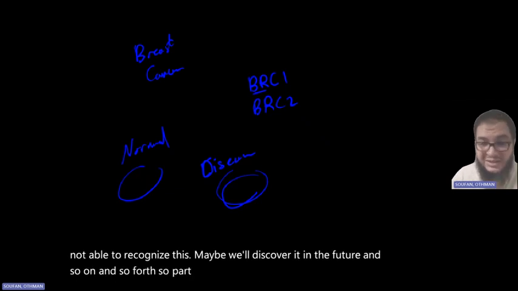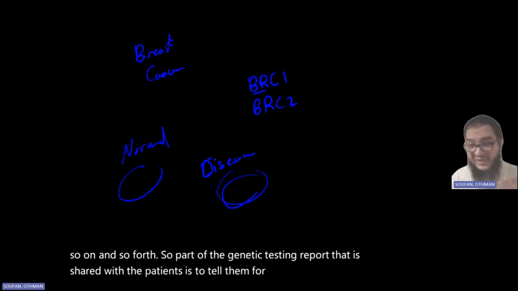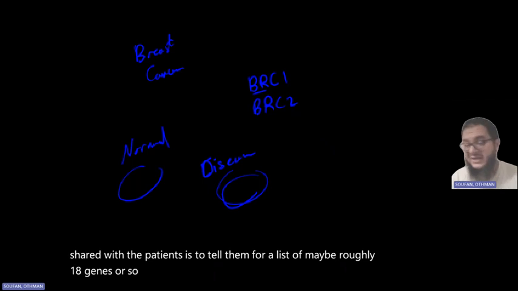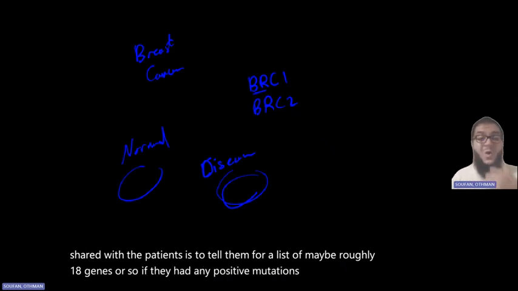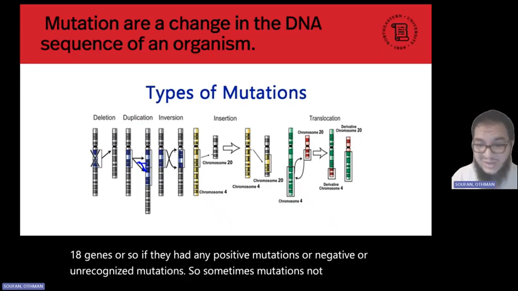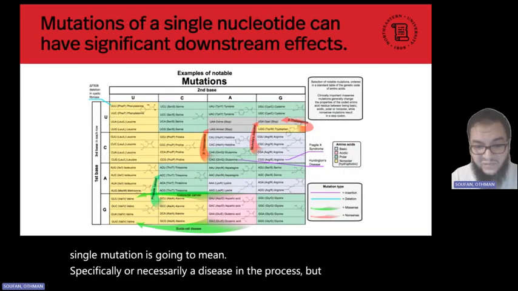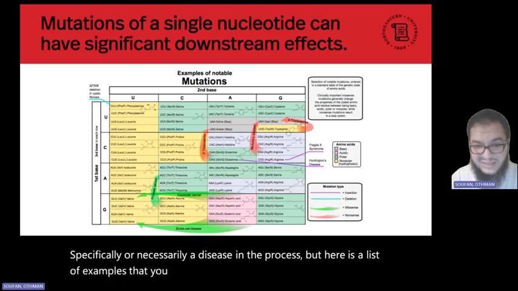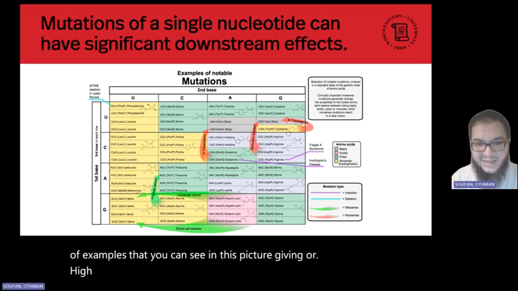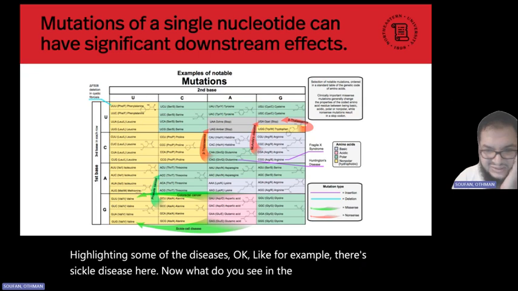So part of the genetic testing report that is shared with the patients is to tell them, for a list of roughly 18 genes or so, if they had any positive mutations or negative or unrecognized mutations. So not every single mutation is going to mean necessarily a disease. But here's a list of examples that you can see in this picture, highlighting some of the diseases, okay? Like, for example, there's sickle disease here.